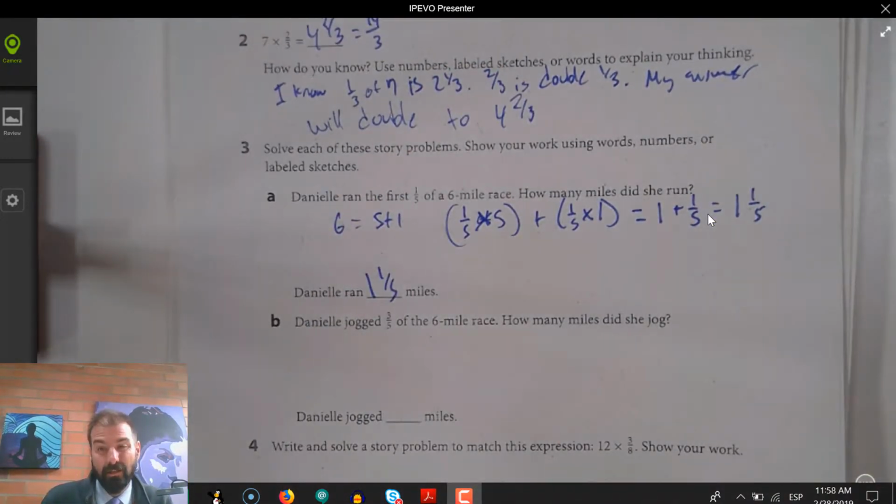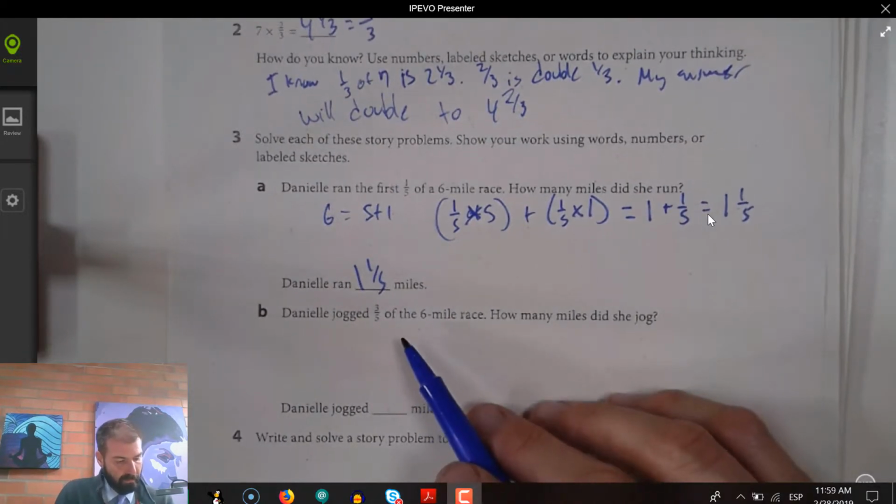If you did that in decimals, 1/5, you would need to explain where you got the decimal from. Because there's 25s in 100, and looking at one of those, that would be 0.20. So you could say 1.20 miles. So she ran 1 and 1/5 of a mile.